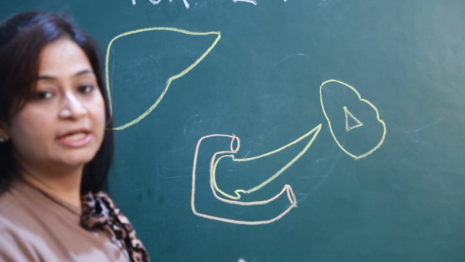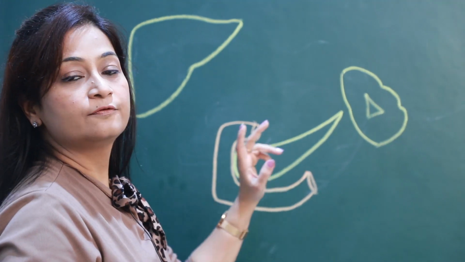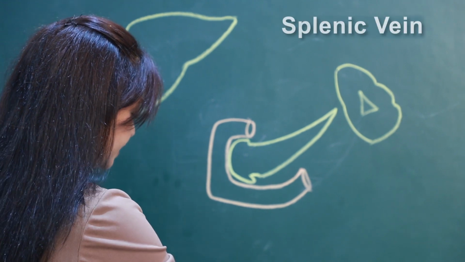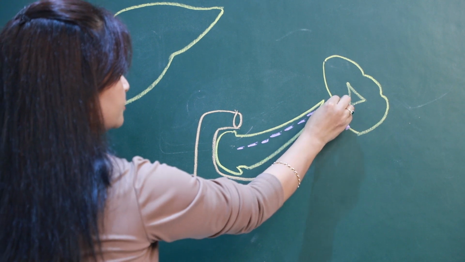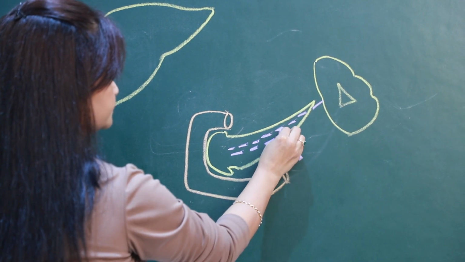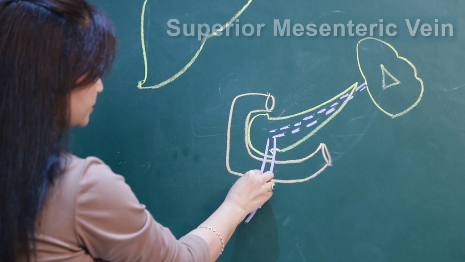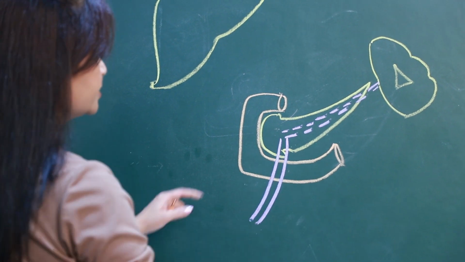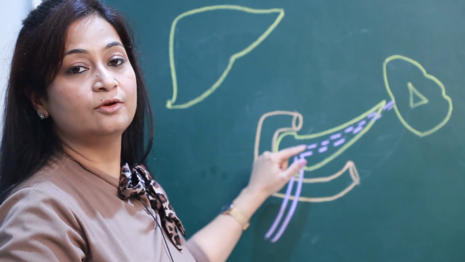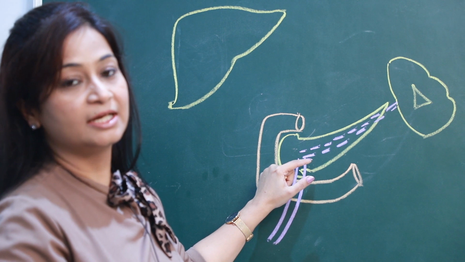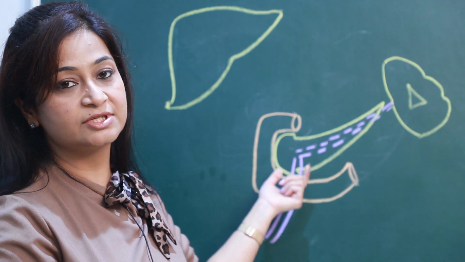So the portal vein begins here behind the neck of the pancreas by the confluence of two major veins, that is the splenic vein. This is the splenic vein coming from the hilum of the spleen, and this is the superior mesenteric vein. Now both these join here behind the neck of the pancreas at the vertebral level L1 or the transpyloric plane. Now the site of formation of this portal vein is important and it is often asked in various MCQ exams.